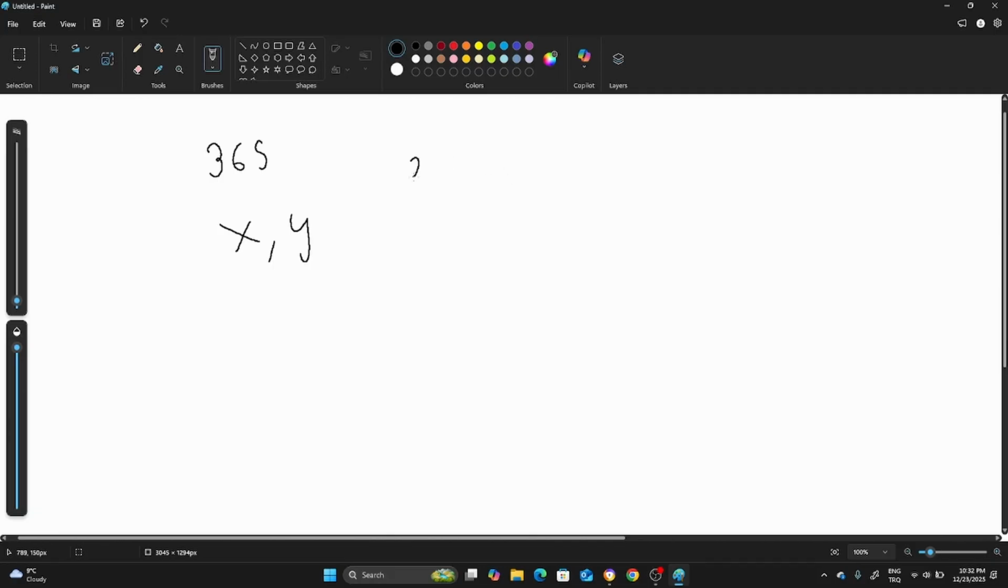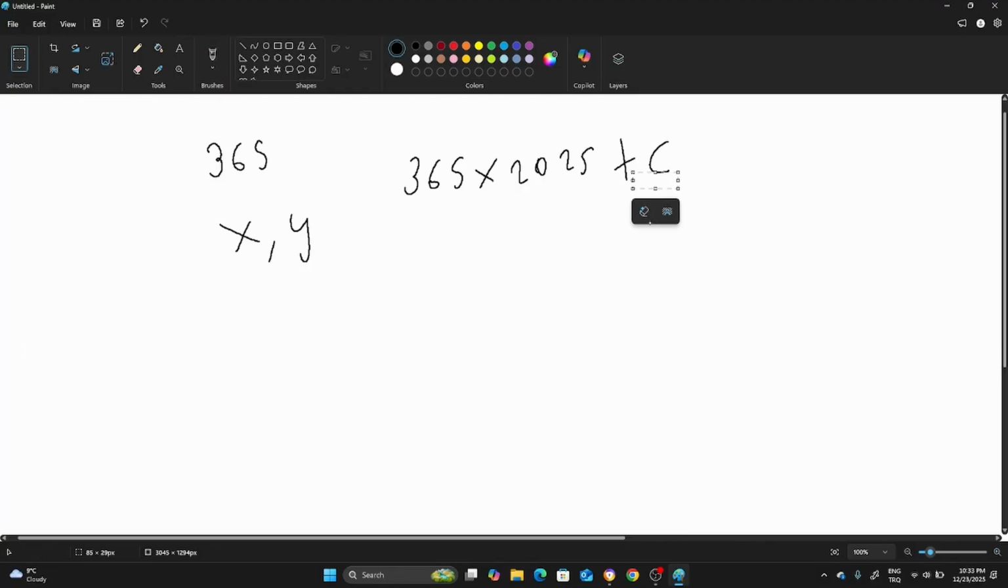Basically, you take 365, which is how many days are in a year. Then you multiply this with the year that you're in. We are in 2025, so we multiply this by 2025 to get how many years have passed since zero, the beginning that we set our calendars. And then you add some C, which marks the current day.